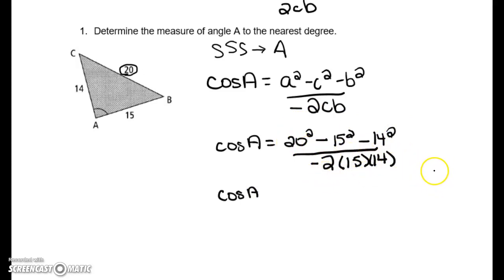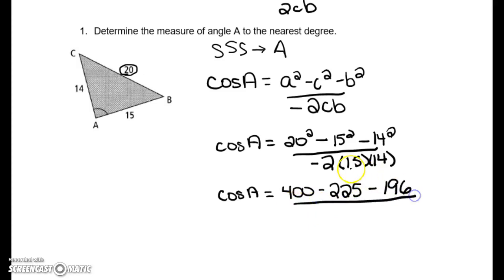So our first step to simplify the numerator is we want to actually apply these squares. So you can go 20 squared. If you either know that by hand or put that into your calculator, you should get 400 minus 15 squared, which is minus 225. Then we can subtract 14 squared, which is 196. Then we can look at simplifying our denominator. And this here you can multiply all at once. And what you should get in your calculator is negative 420.